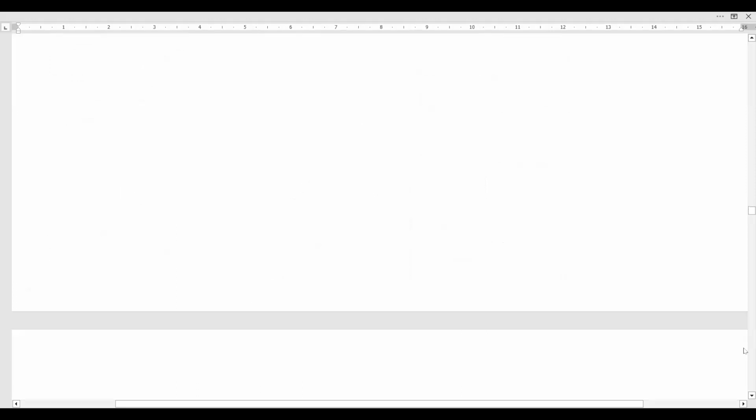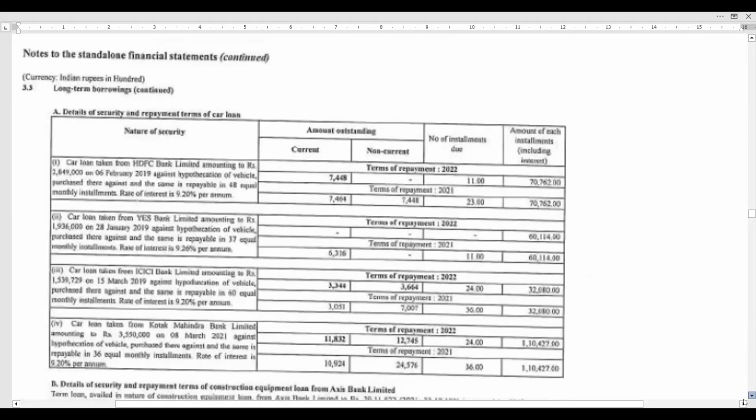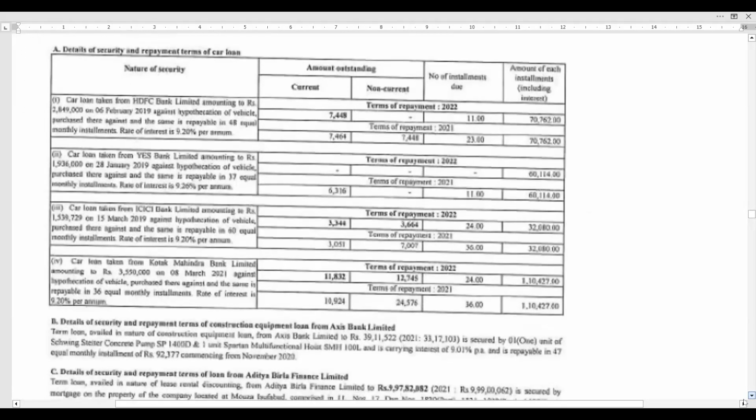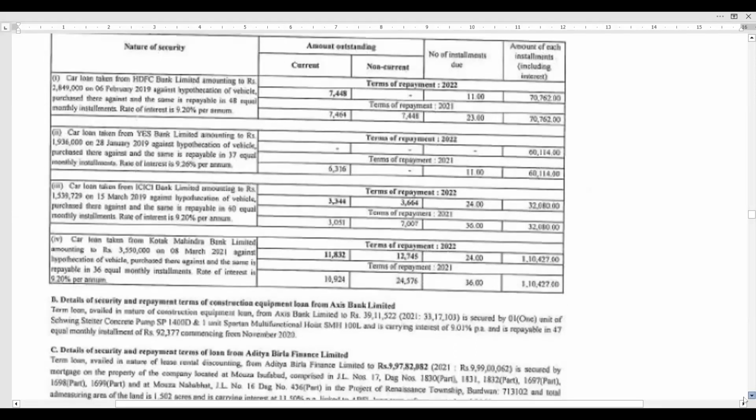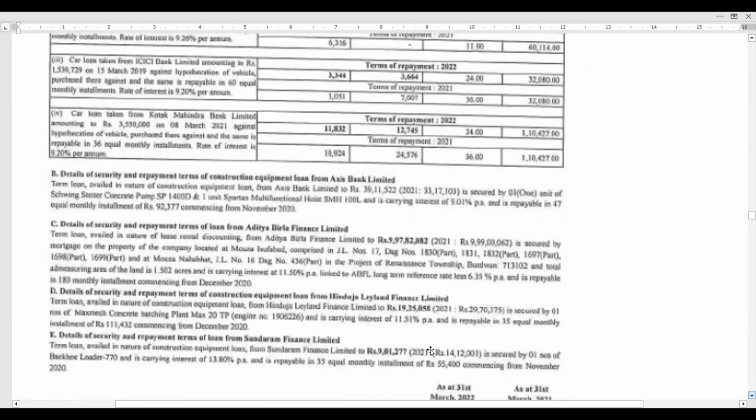Next, you see here long-term borrowings continued. You see car loan, they have 4 car loans. Amount outstanding, number of installments, amount of each installment including interest. These are the details which are supposed to be given. Have we given any time like this, including car loans? But it has to be given like that. Details of security and repayment terms. If you see here, they have mentioned this only.